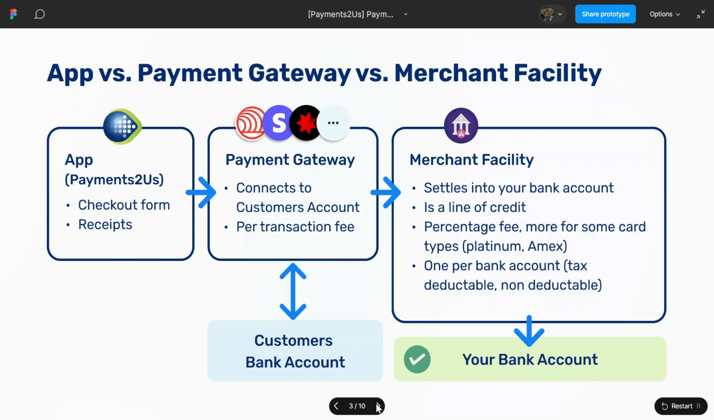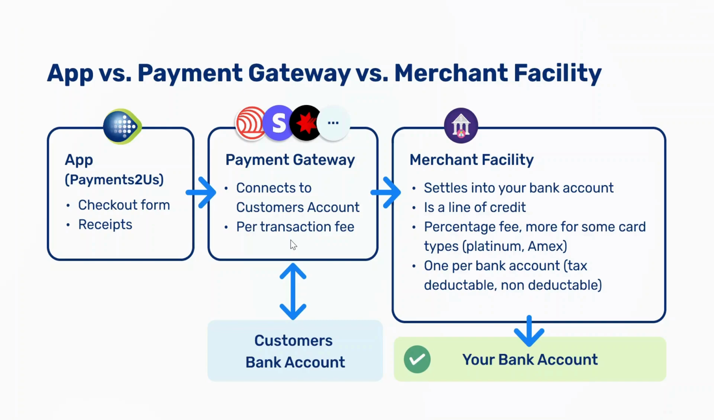So the payment gateway simply allows us to connect to the cardholder's bank account and gives us a response, yes or no. What you also need here is a merchant facility. A merchant facility, also known as acquiring, is more like a line of credit.